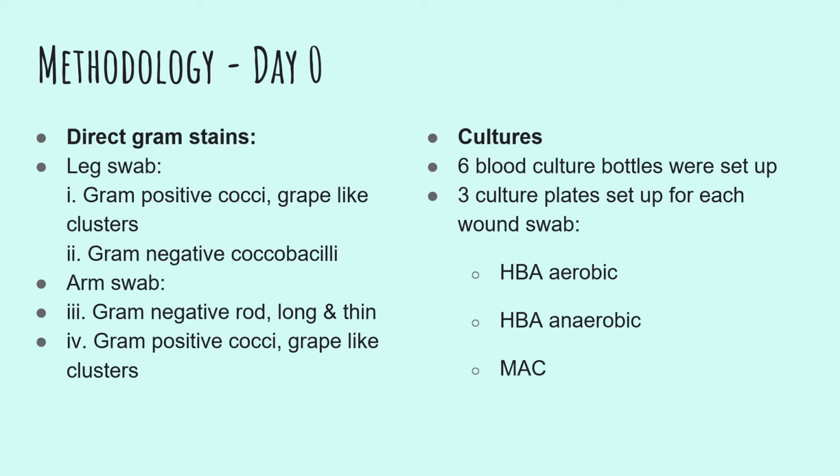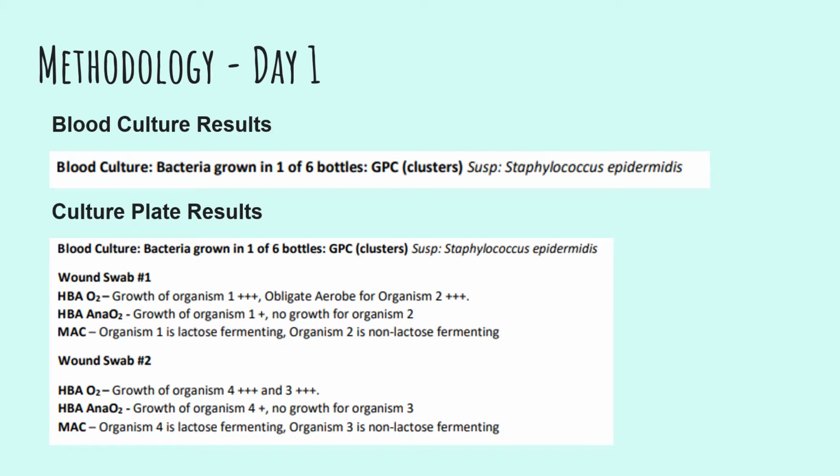For each wound swab, 3 culture plates were set up: 2 horse blood agar, 1 aerobic and 1 anaerobic, and 1 MacConkey agar. On day 1, bacteria was found growing in 1 of the 6 blood culture bottles. A gram stain revealed clusters of gram-positive cocci and a culture plate was set up on horse blood agar. Based on the results of culture plates from day 0 and rapid biochemical tests performed on day 1, organisms 1 and 4 were determined to be the same. They were suspected to be Staphylococcus epidermidis, a common microbe found in normal skin flora.